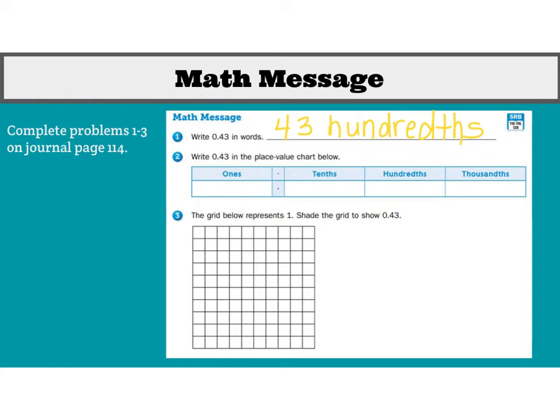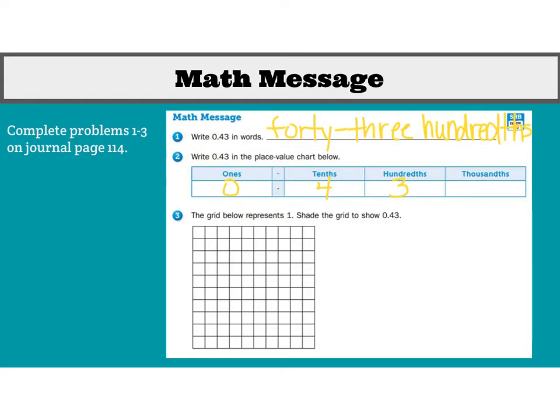So for problem 1, I wrote the number 43 and wrote out the word hundredths. This is one way that you could write that in words, and let me show you another. And this would be the second way that you could write that out. So we basically would just take the number and write it out in words along with the hundredths that we had before.